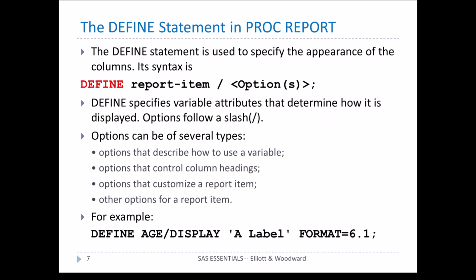So the define statement is used to specify the appearance of the columns. So for instance, its syntax is define, and then the report item and some options. So the define specifies variable attributes that determine how it's displayed. So options follow a slash. And the options can be of several types. First of all, options can describe how to use a variable, how to control the column headings, how to customize a report item, and other items for a report item. For example, define age. So here we have a column called age, and we're going to display a label, for instance, and then format 6.1 defines how the numeric variable age is displayed in terms of a SAS format.